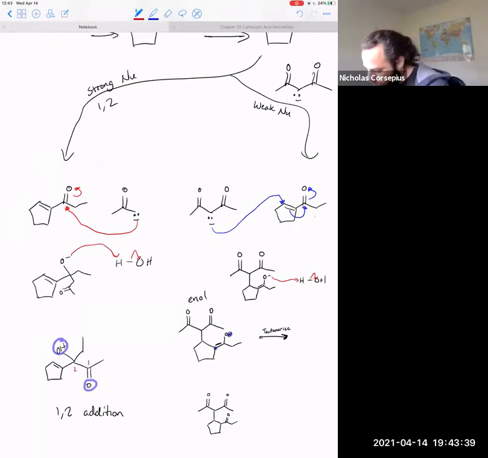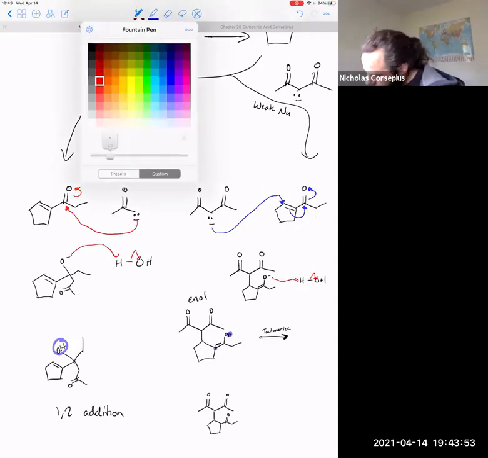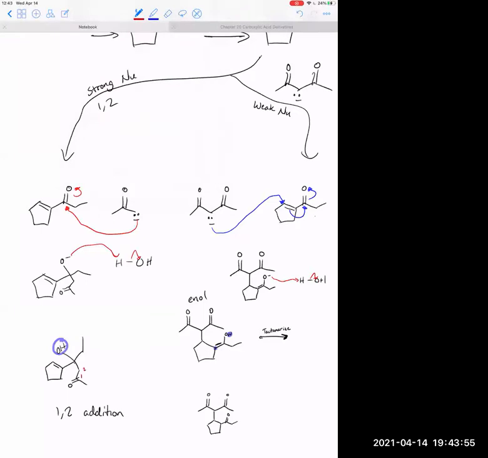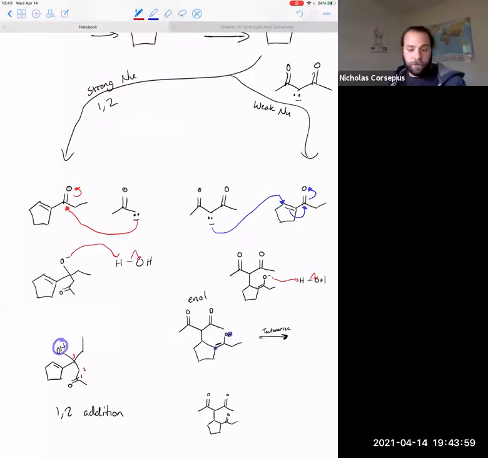That's not right. How did I mess that up? Oh, I just drew. See, that's why we count carbons. With the perfect 1, 2, 3 spacing, right? Just like we would expect for aldol addition reactions. Same thing for the 1,2 addition.